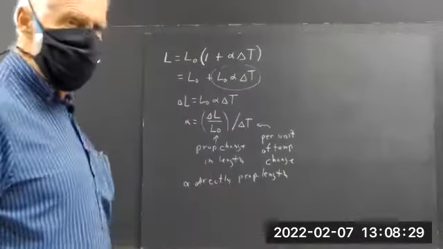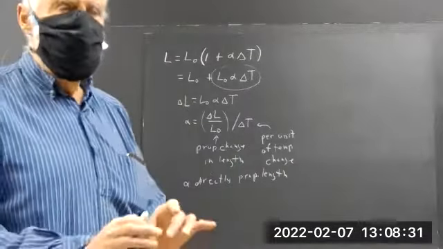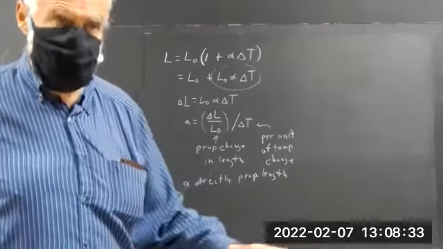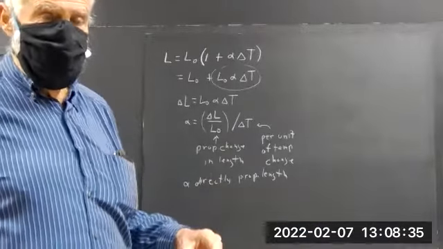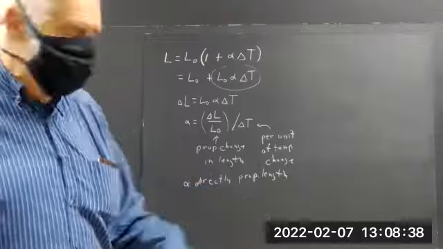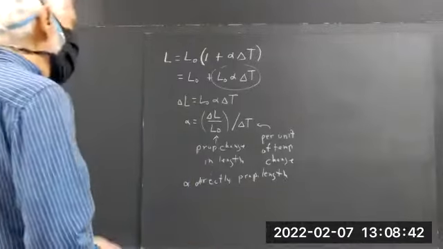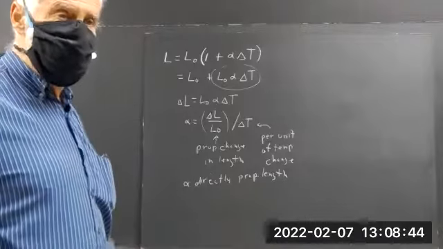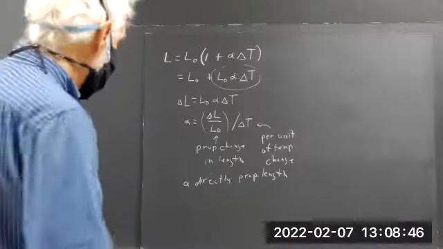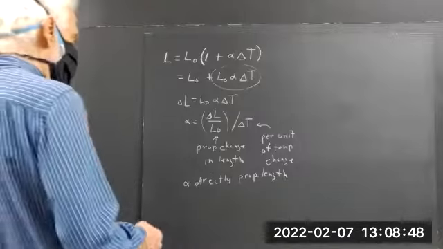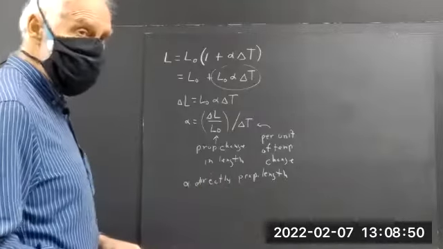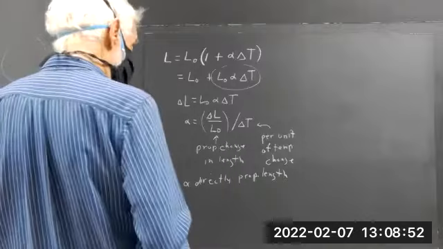So alpha is directly proportional to length. The more particles you got, the greater your change in length. Then the more length, the more particles you got. So it's a direct proportion for that reason. You need to understand proportionality to understand equations. You need more than that in many cases, but proportionality takes you a long ways toward understanding. Okay?